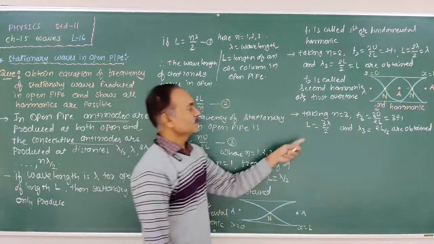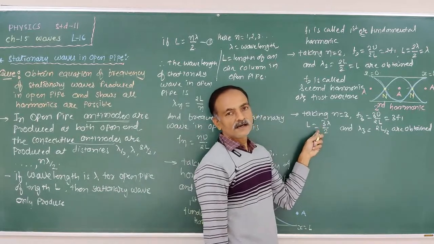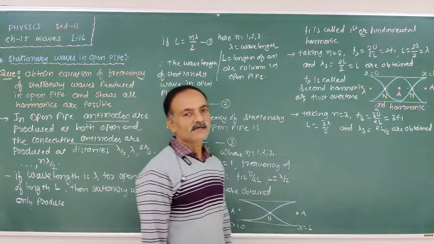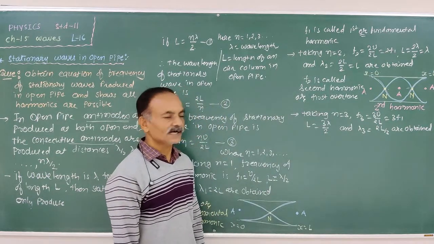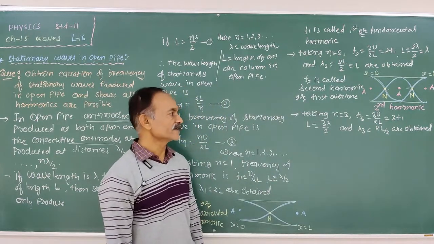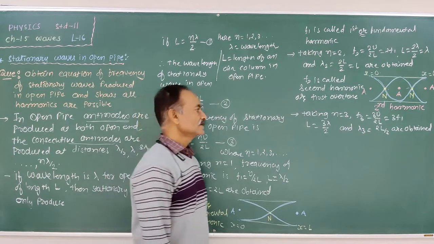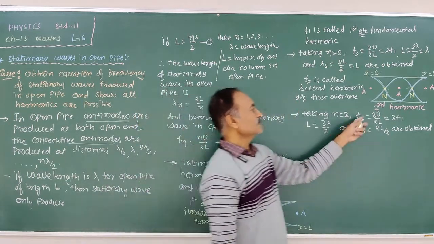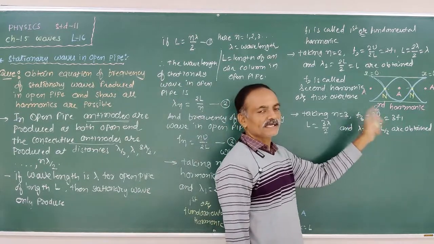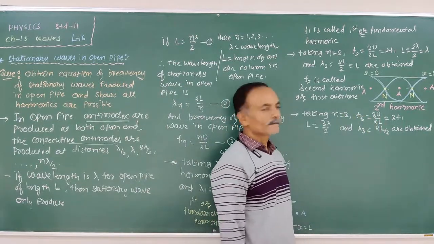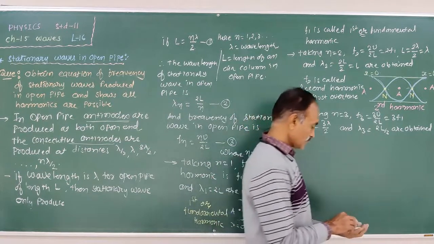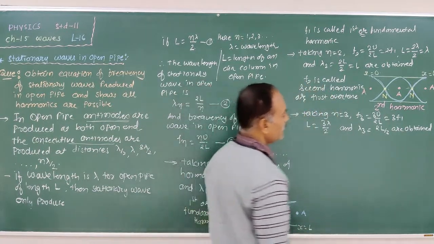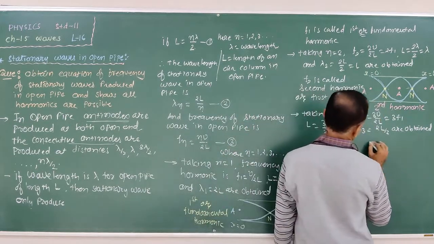So in length L, one complete wave and a second half wave are generated. F3 is called the third harmonic because the frequency of this harmonic is 3 times the fundamental or the first harmonic. So let us draw the stationary wave in the column of an open pipe.